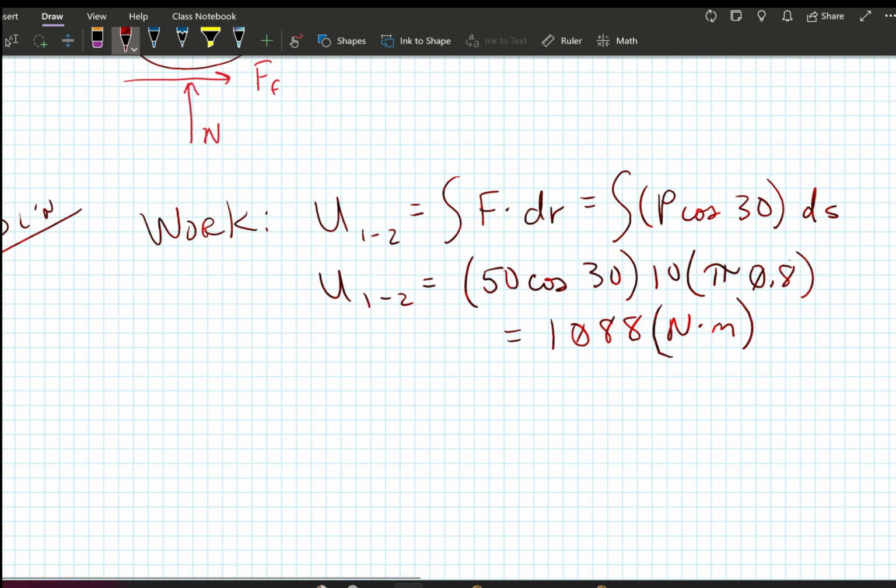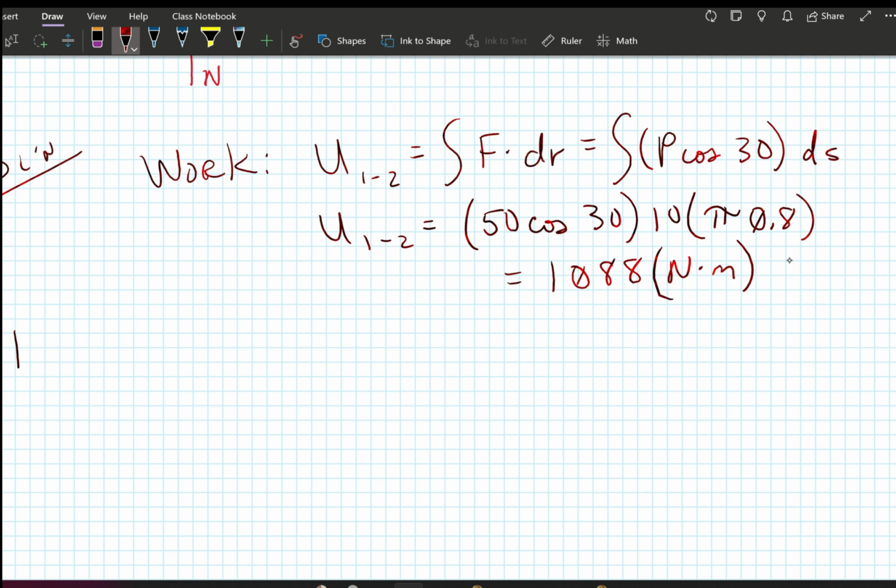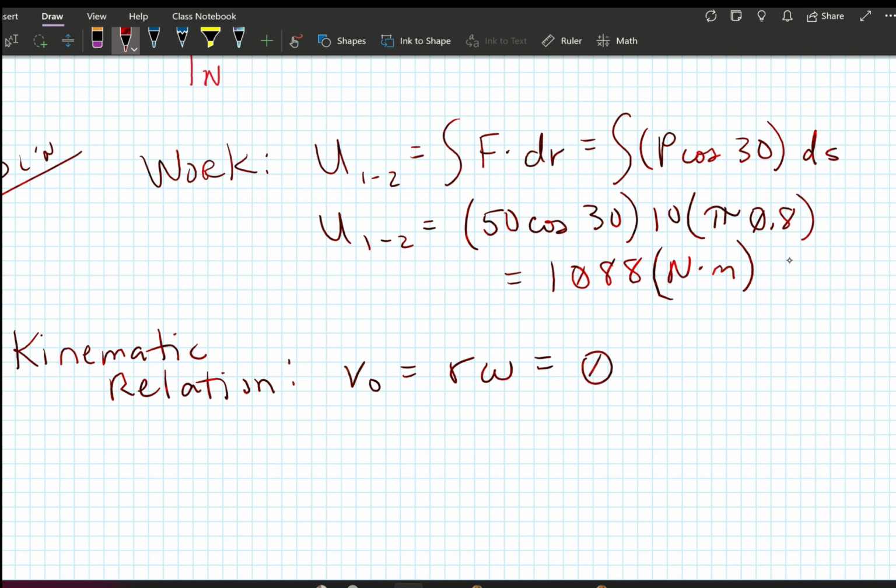All right, so after we look at the work, let's take a look at the kinematic relation. All right, the kinematic relation. So what will that be for us? For us, it'll be V sub O is equal to R times omega, which is 0.4 omega meters per second.